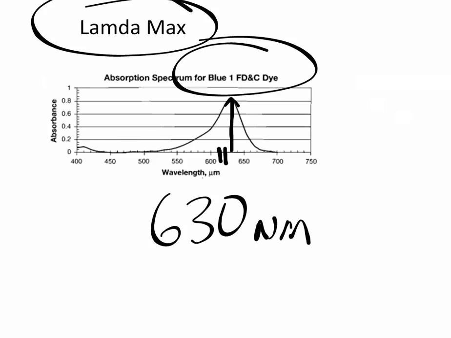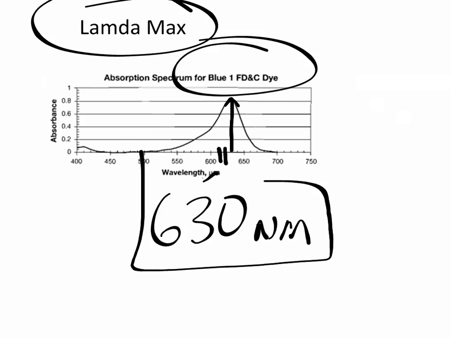It's not, this is nanometers, but it's basically 630 nanometers is the wavelength of light that you have the greatest absorptivity, or the greatest amount of light is absorbed. So that's basically when you go to set your spectrophotometer, when we go to do a reading in the lab, you want to set it to 630.